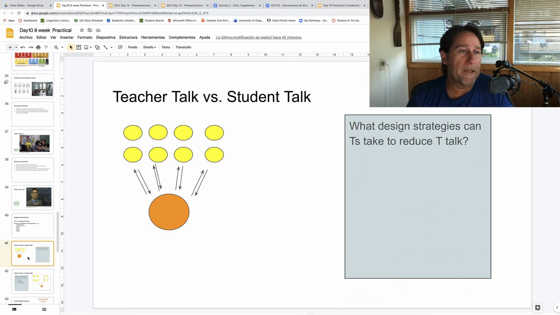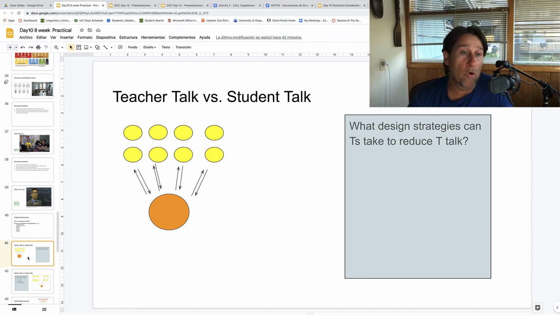Let's think a little bit about classroom design and how the layout works. Another thing to think about is teacher talk versus student talk, and how much time we spend on each. If it's a language class, what are your goals? Your goals are probably to get your students talking and engaged, because that's usually a sign of engagement, but also to get them using the language, right?